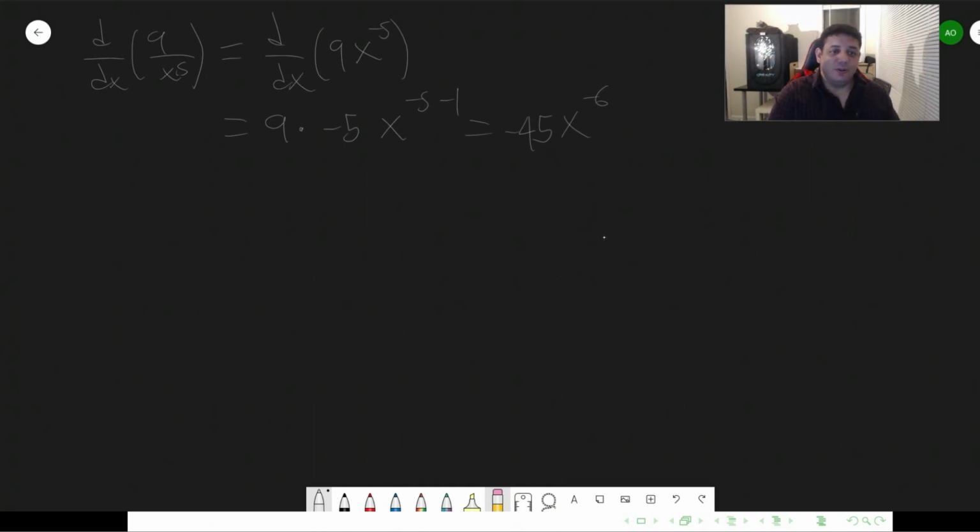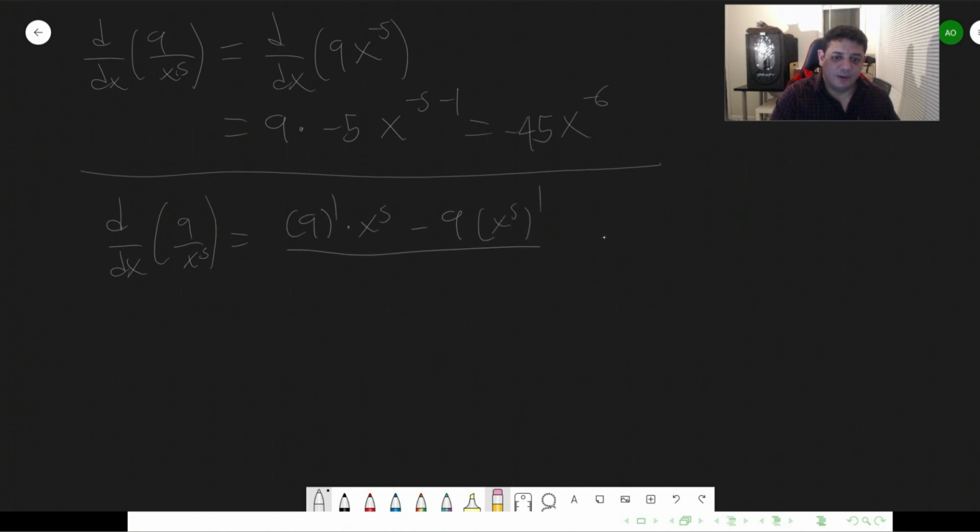And that's from just using the relationship between negative powers and the quotient. That is going to be single power, but we can also use quotient rule, right? Now we can use quotient rule for this. And so notice it is the derivative of 9 times x to the 5 minus 9, the derivative of x to the 5, over x to the 5 squared. So both cases work. The derivative of 9 is 0.